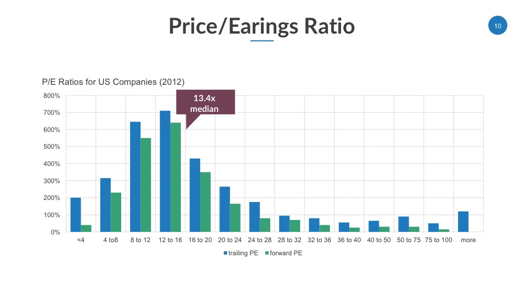Oftentimes, investors will look at the average multiple. This is a problem for 2 reasons. First, the distribution is not symmetrical in nature. It is skewed to the left, given that PE ratios start at 0 and have no cap. And second, the average will be impacted by outliers included in the sample.